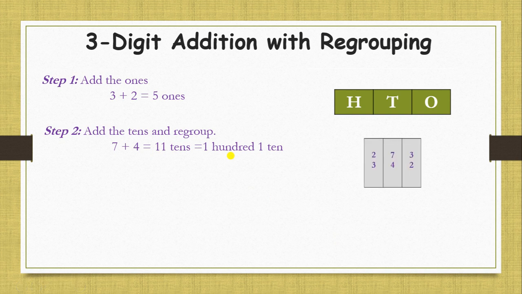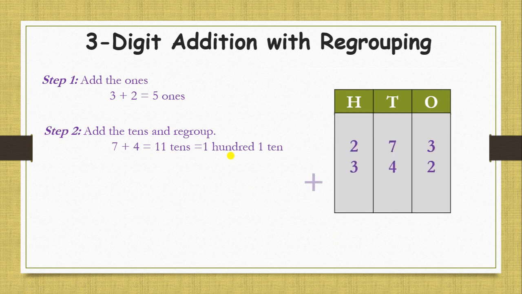Let's draw a place value chart to do the addition. So at first we will add the ones place. So there is 3 and 2. So 3 plus 2 equals 5. Let's go to the next place. 7 plus 4 equals 11. So 1 we will write in the tens place and the other 1 will go to the hundreds place as a carry. So that one we have carried to the hundreds place.